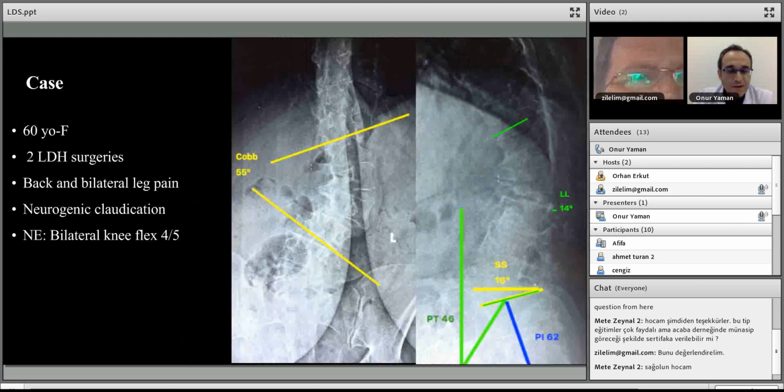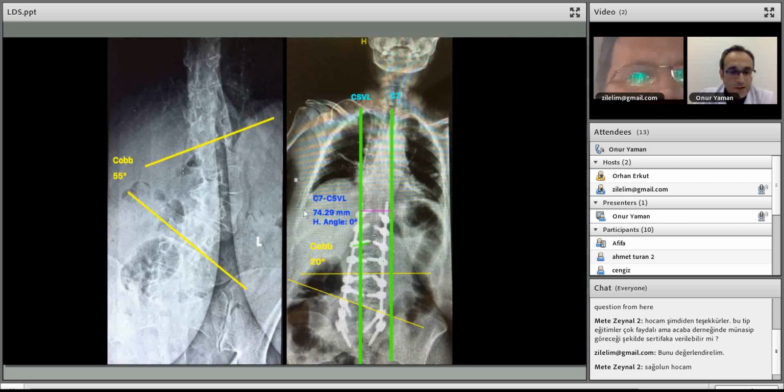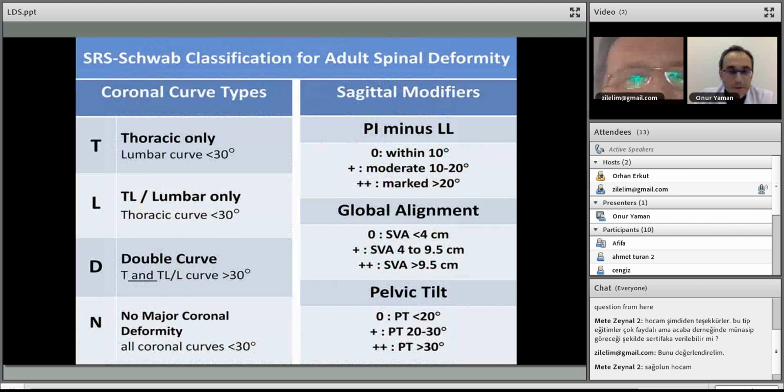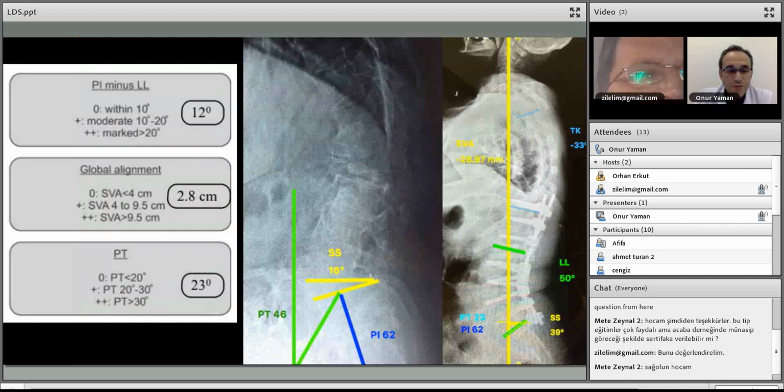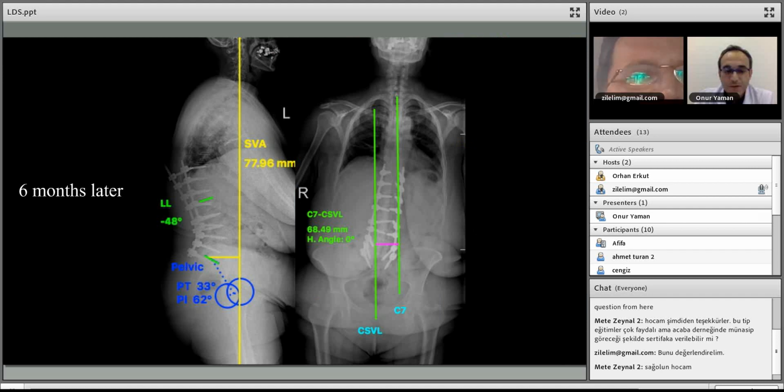Now another case that has been operated because of lumbar disc and lumbar degenerative scoliosis. The patient was having a 55 degrees scoliosis here and also a lumbar kyphosis here. A colleague has operated this patient. If you look only at the Cobb angle here, now after the surgery the patient is very good. And if you look at the SRS-Schwab classification, we may see that this patient has good spinopelvic parameters, but something happened at the 6 months follow-up.